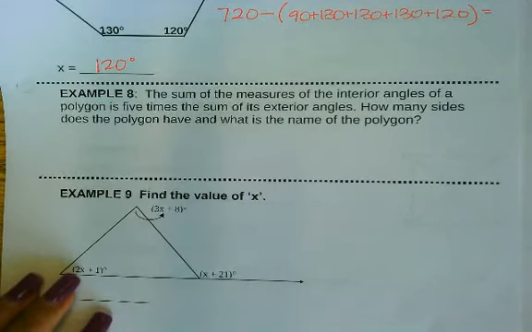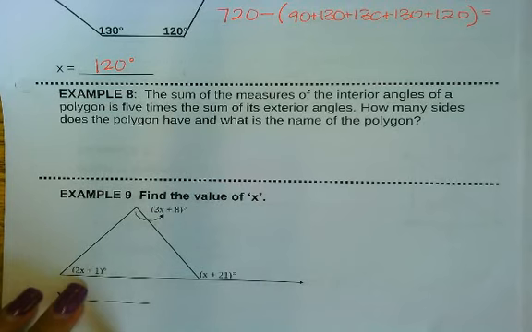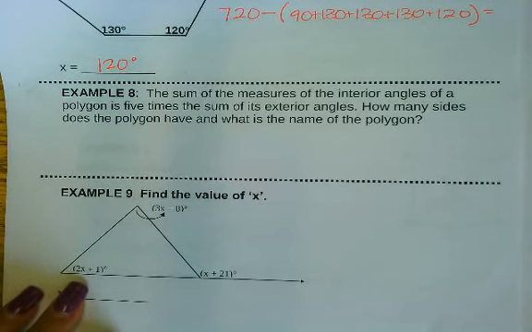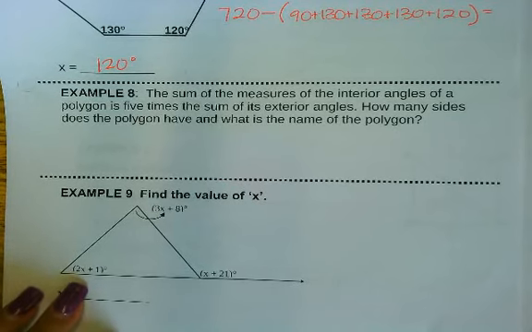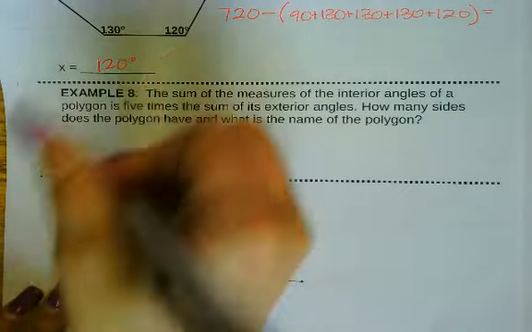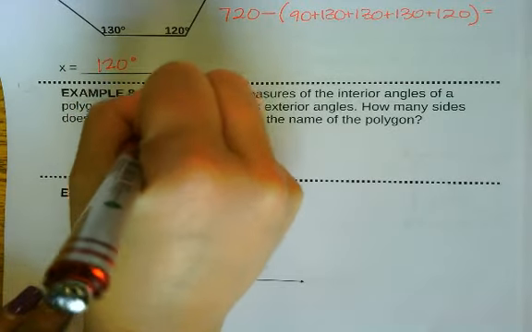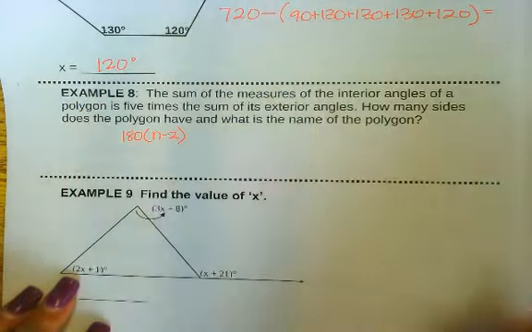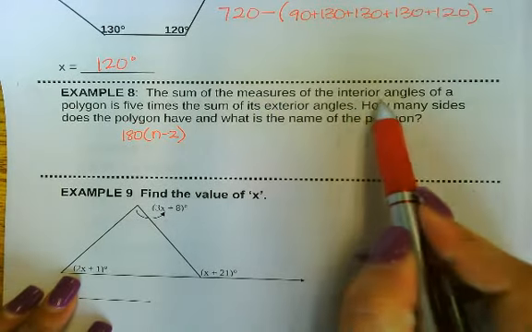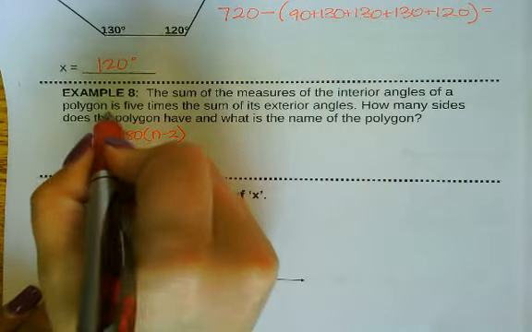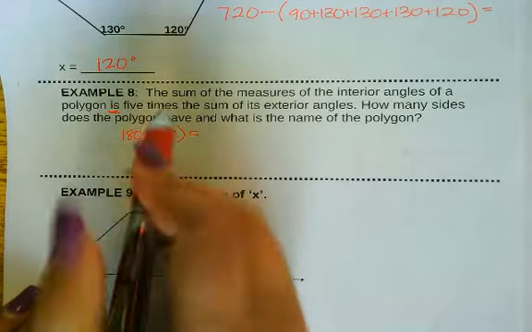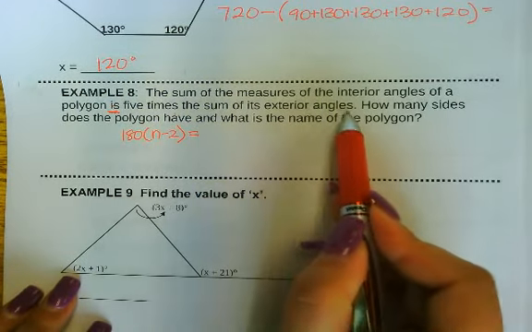Okay, so you will see this problem a lot. The first way to solve it is by setting up an equation. The sum of the measures of the interior angles, what equation is that? 180 times n minus 2. It says the sum of the measures of the interior angles equals 5 times the sum of its exterior angles. How would we write that?